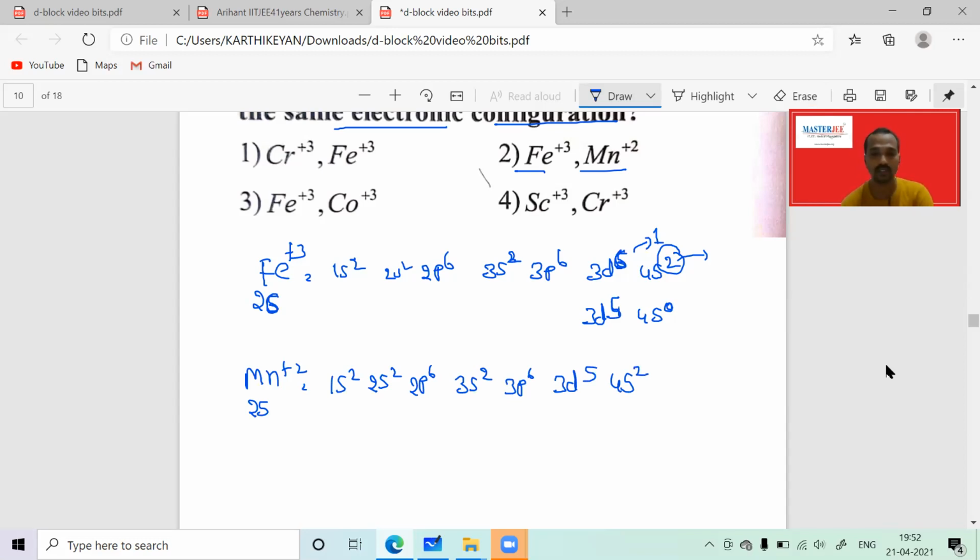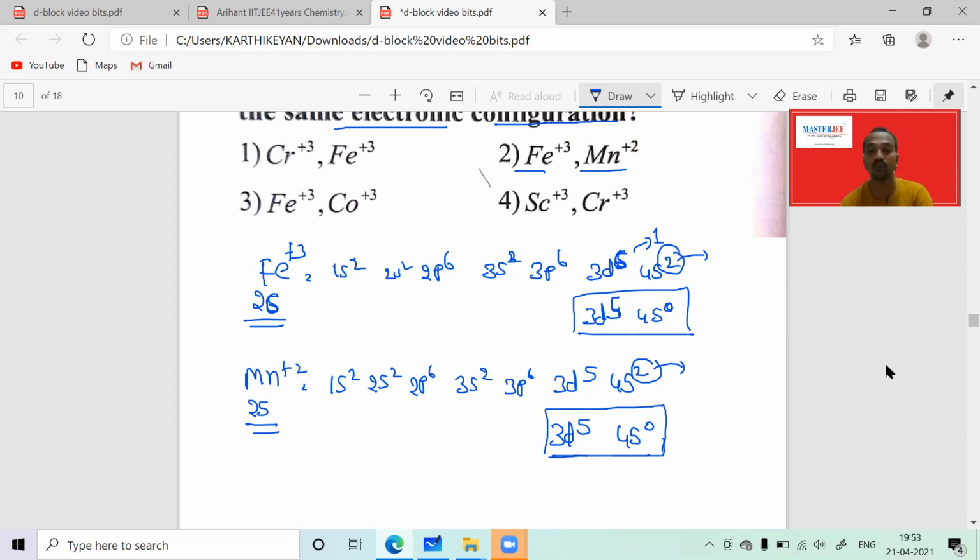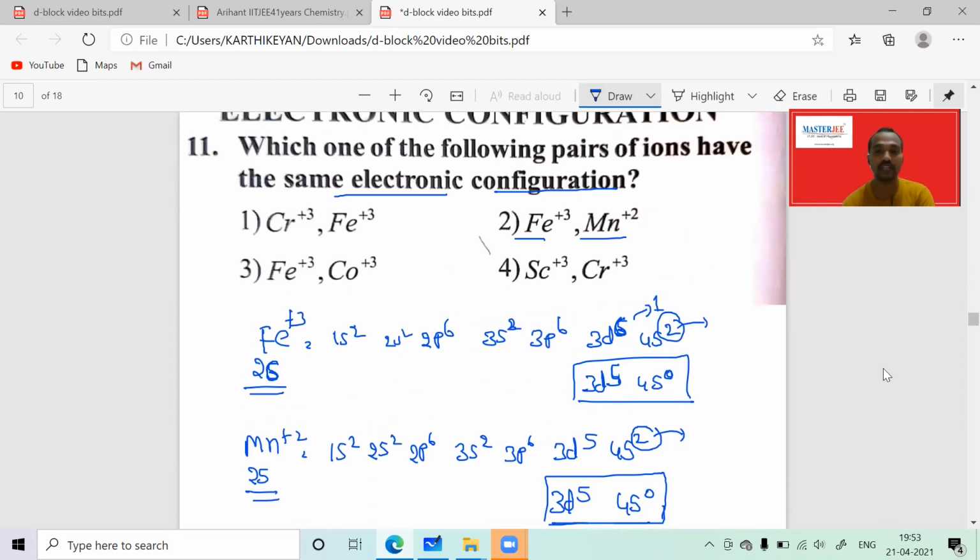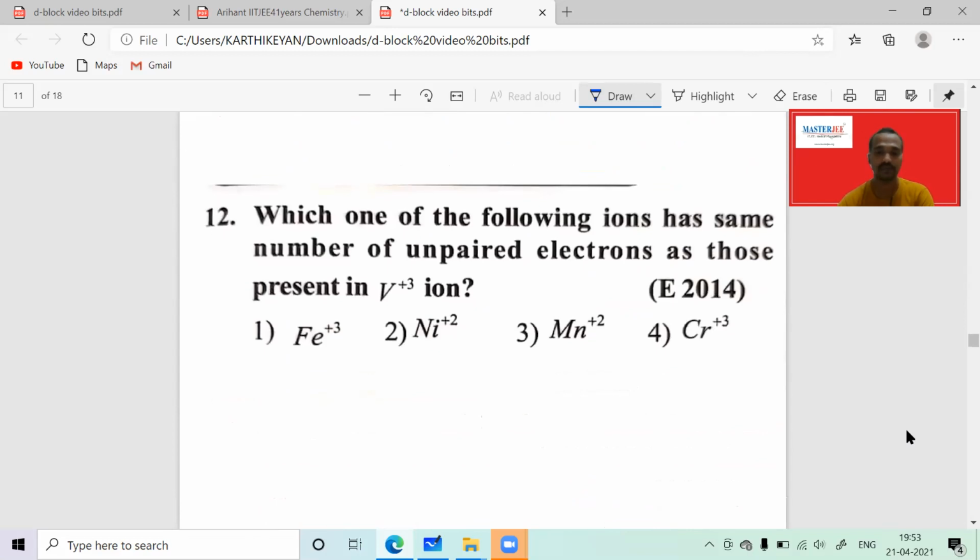3d5 4s2. That means here 2 electrons, if it loses 3 here, the resultant configuration will be 3d5 4s0. See, these two species, Fe+3 as well as Mn+2, are exhibiting the same electronic configuration after losing 3 electrons from here and 2 electrons from here. 3d5 4s0. Okay, clear? So in that way, we can easily identify that iron Fe+3, ferric, and manganese Mn+2 exhibit the same electronic configurations.